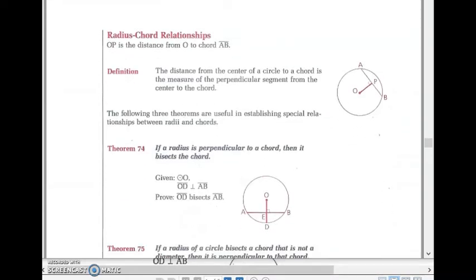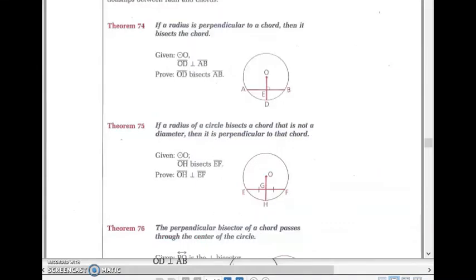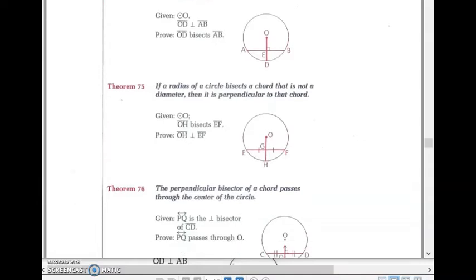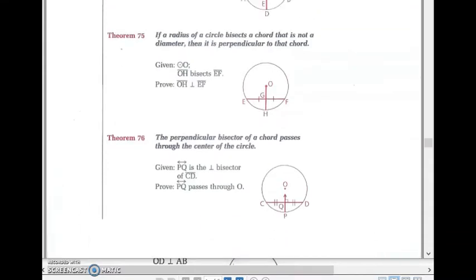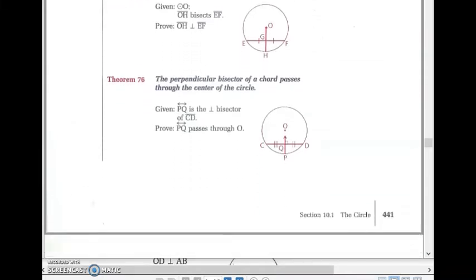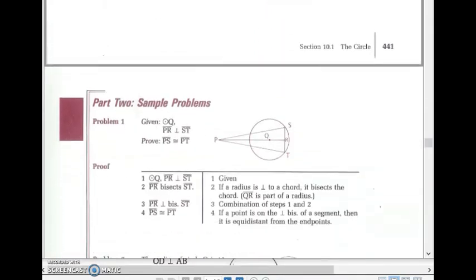These are some of the axioms that you're going to need to remember. If the radius is perpendicular to a chord, then it bisects the chord. If a radius bisects the chord, that is not a diameter, then it's perpendicular to the chord. You have to say that's not a diameter, because otherwise you wouldn't have a radius going through it. And the perpendicular bisector of a chord passes through the center of the circle.